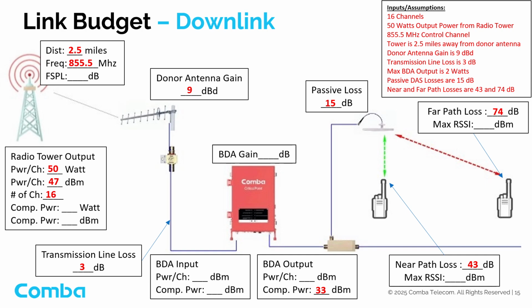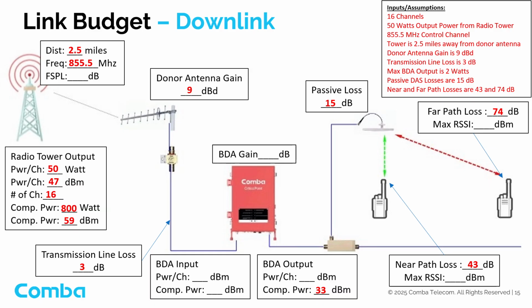The composite radio tower output power in watts can be found using the formula: the composite radio tower output power in watts is equal to the power per channel in watts times the number of channels, which gives us 50 watts per channel, times 16 channels equals 800 watts. Next, we convert the total power from watts to dBm using the standard conversion formula, which gives 800 watts is 59 dBm.